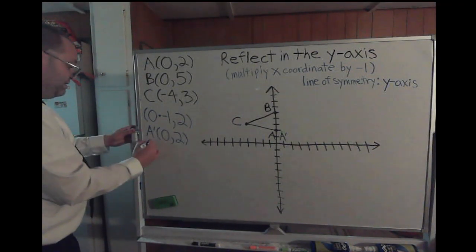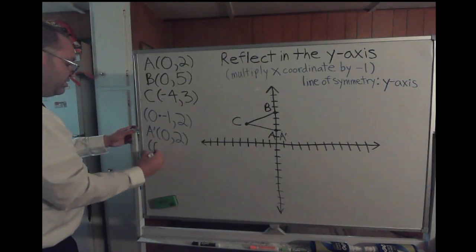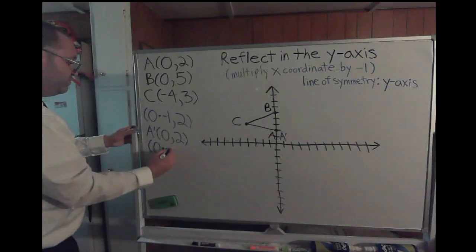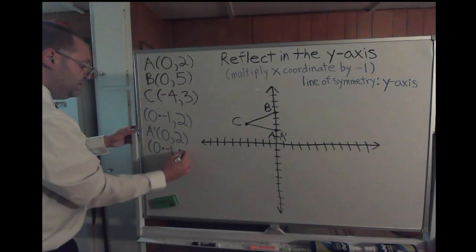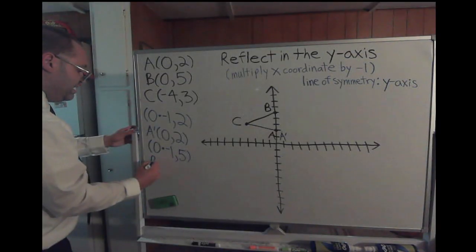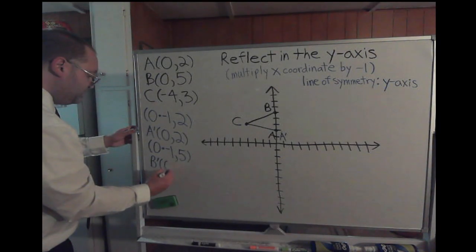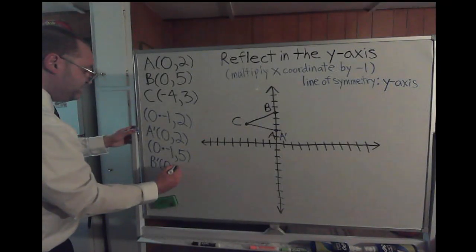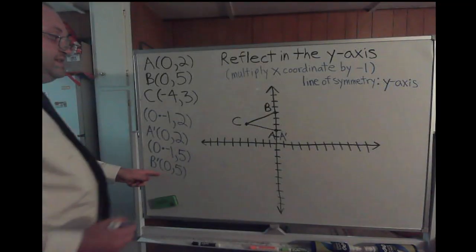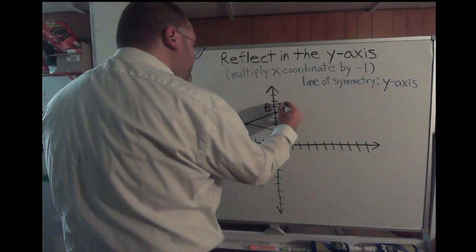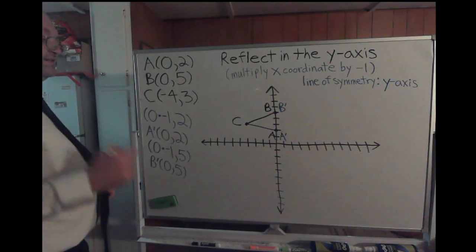Alright, how about B? So you take the 0, 5, you'll take your x-coordinate of 0, you'll multiply that by negative 1, but you leave your y-coordinate of 5 alone, which means that B prime, since you have an x-coordinate of 0 times negative 1, that's just 0 still. Your y-coordinate was left alone, that is 5. Also interesting, B prime is 0, 5. So B and B prime are both located at 0, 5.